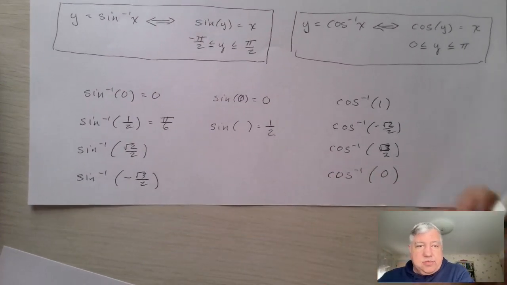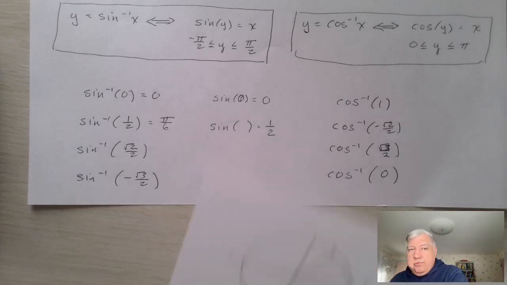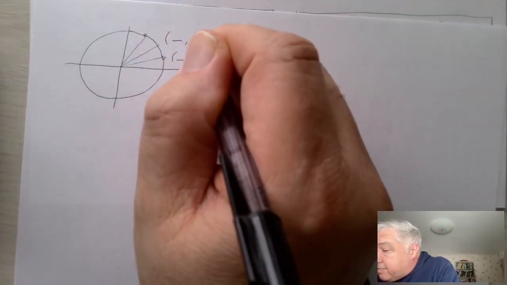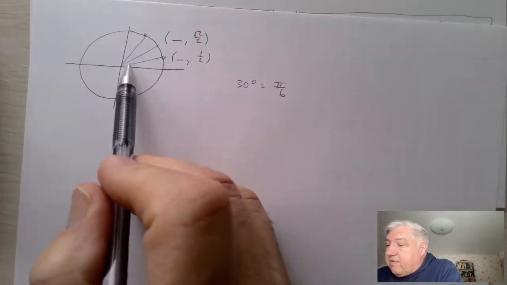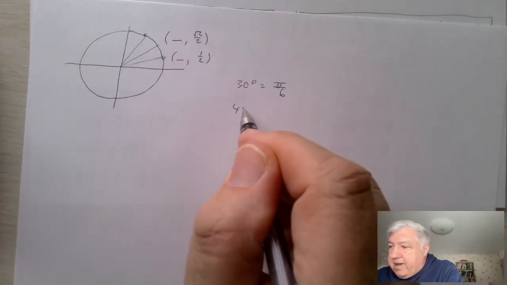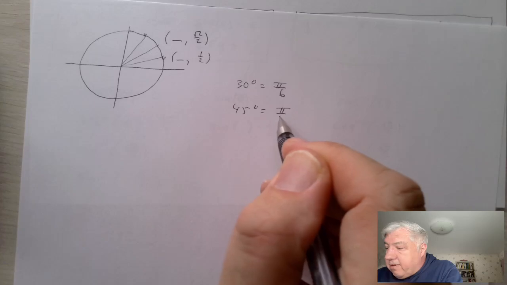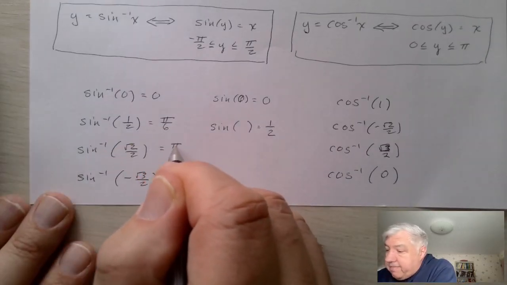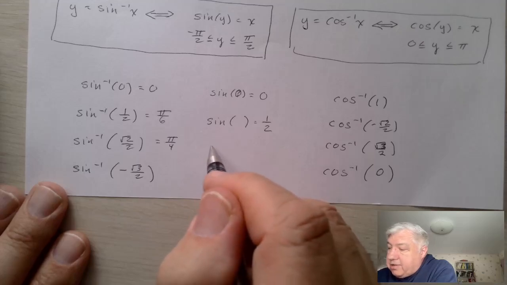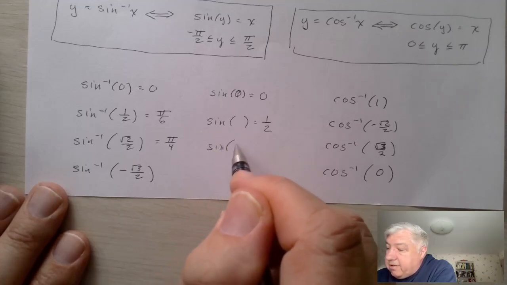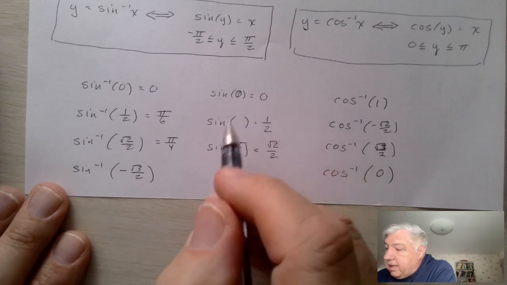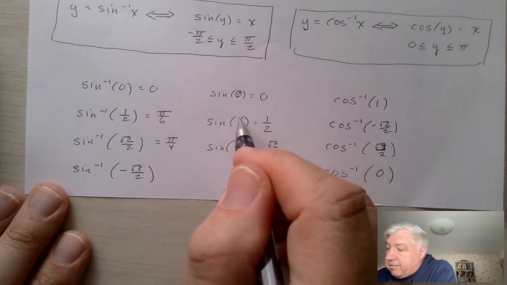What's the inverse sine of square root 2 over 2? Well, again, we can see that would be the next one. Here's square root 2 over 2. That's 45 degrees, and remember 45 degrees is equal to pi over 4. So this would be pi over 4, because again, you can check that the sine of pi over 4 is equal to square root 2 over 2. And I should say maybe over here, this is pi over 6.